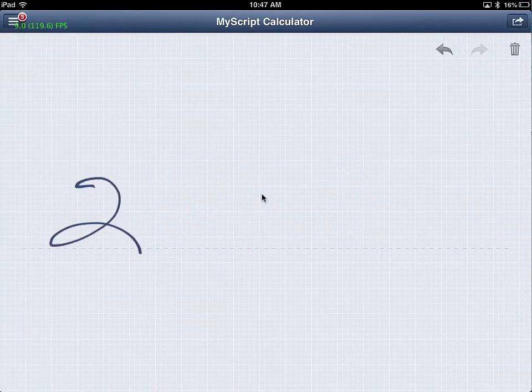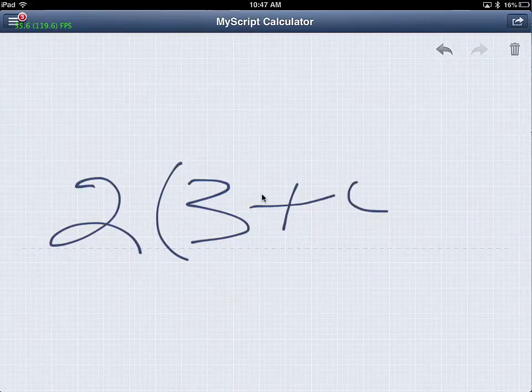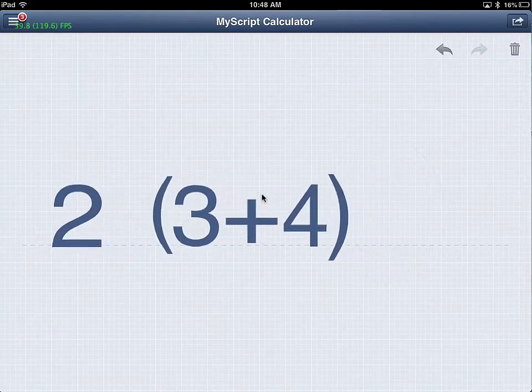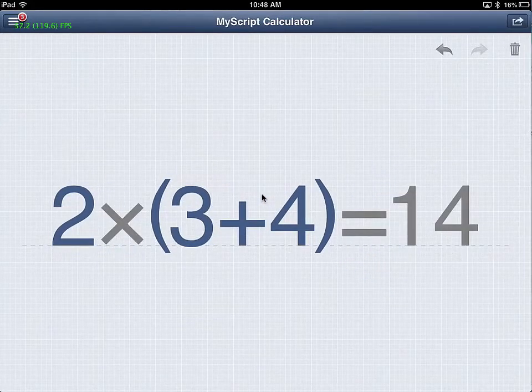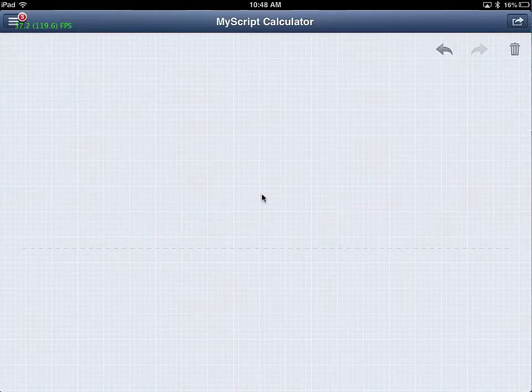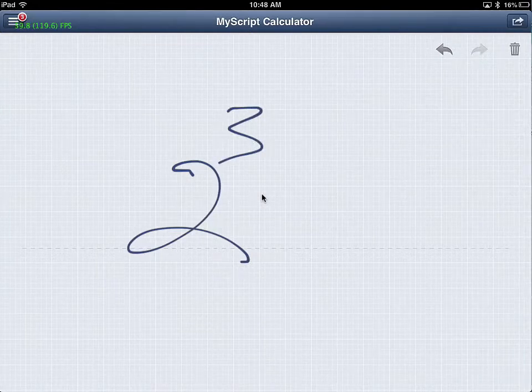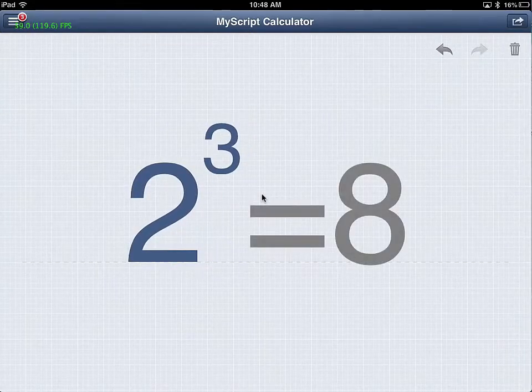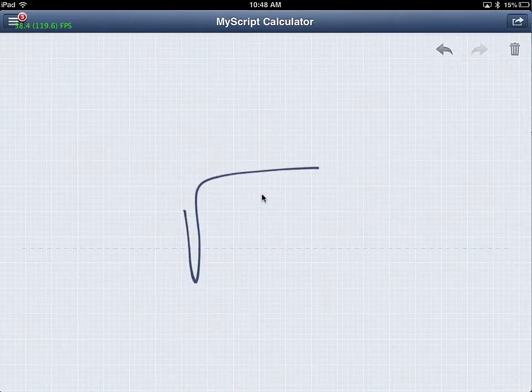It also understands the distributive property. So if I write something like this down, it knows that I have to add the 3 plus the 4 before it multiplies times the 2. It also handles exponents. You can see 2 to the 3rd power is going to come out to be equal to 8. It also is able to handle square roots.